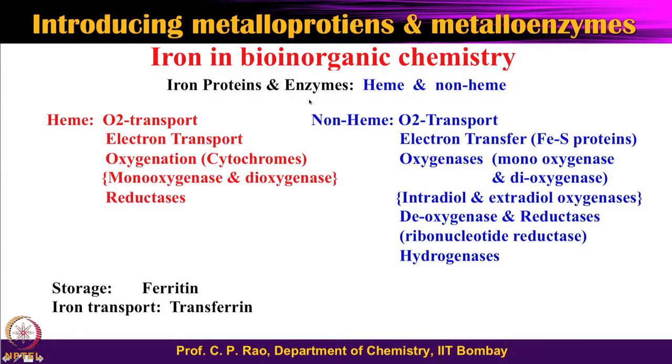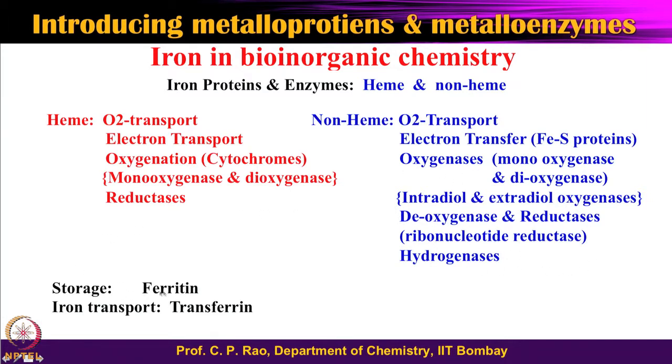As you can see, iron is very special because there is something called heme, which I have already introduced in the introductory classes, and then we have non-heme too. Look at the heme proteins. They can do oxygen transport, electron transport, oxygenation, reduction, a variety of oxidations and reductions, everything. Look at non-heme, where there is no heme. They can do transport, electron transfer, they can act as oxygenase, deoxygenase, reductase, hydrogenase, a variety of functions.